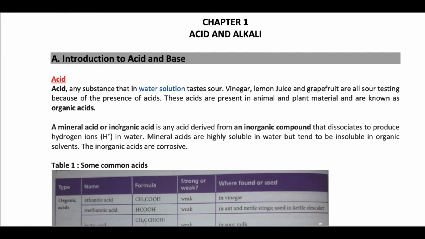A mineral acid or inorganic acid is any acid derived from inorganic compounds that dissociates to produce hydrogen ions, or H+, in water. Mineral acids are highly soluble in water but tend to be insoluble in organic solvents. The inorganic acids are corrosive.